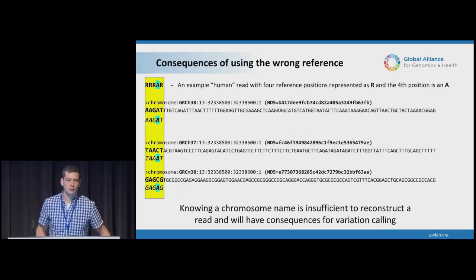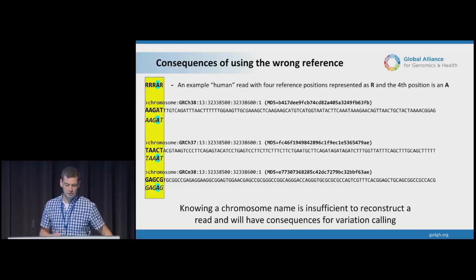What happens if you get the wrong reference, though? So here's a toy example. At the very top, we have a 5 base pair read. 3 of those positions are marked with an R. That means reference. The 4th position is marked with an A. So effectively, we said bases 1, 2, and 3 are reference. 4 is a difference. Base 5 is reference again.